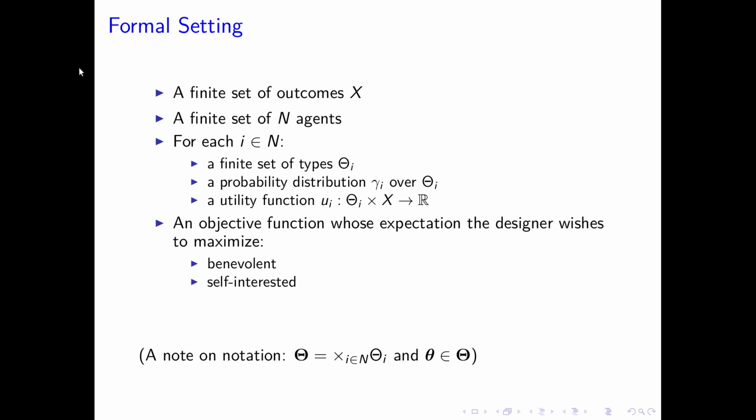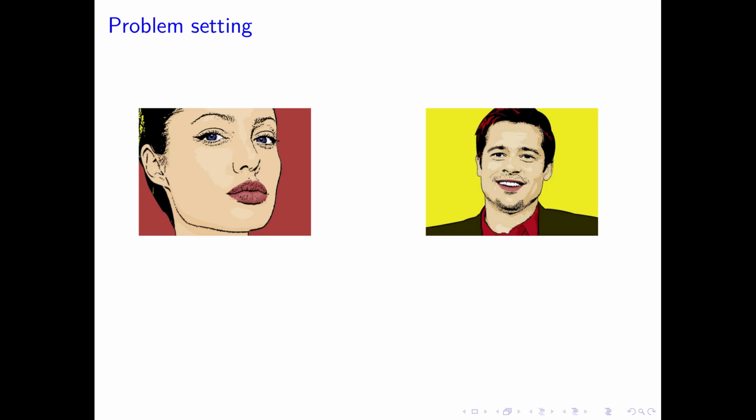On the basis of this objective function, we can distinguish between a benevolent designer who wants, for example, to maximize the social welfare or the minimum return of players, and a self-interested designer that wants instead to maximize her own returns. In the following, thetas in bold will denote vectors with one type for each player.